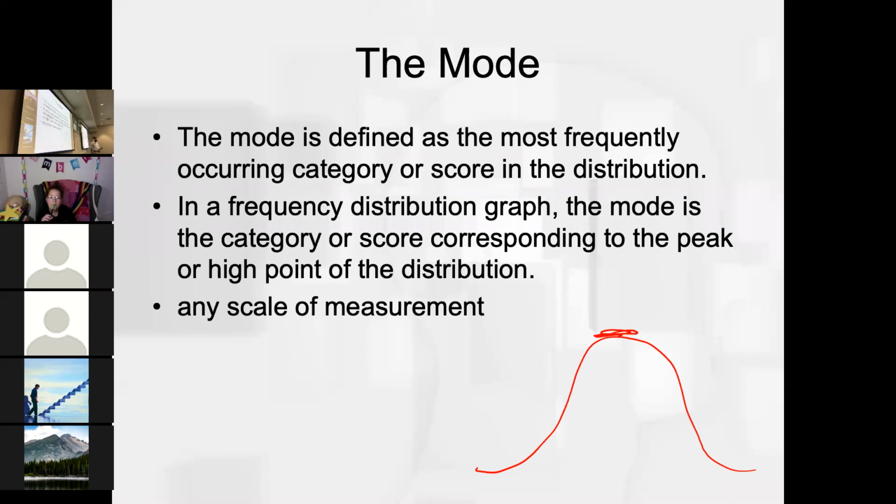The nice thing about the mode is you can use it for any scale of measurement. If I polled everybody in here about their favorite college football team, you can't really have a mean favorite college football team. You also can't have a median because there's no way to rank it from smallest to biggest. But we can get the mode, right? So in so doing, we can figure out that the average, as determined by the mode, favorite college football team would be Auburn, right?